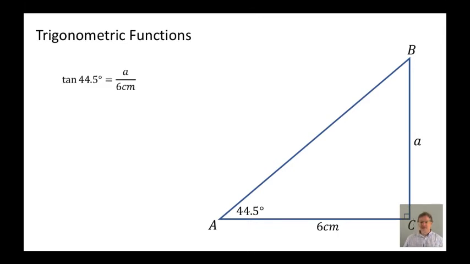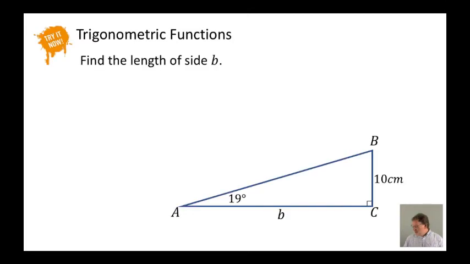We can solve that for A by multiplying both sides by 6 centimeters, and so we have A is equal to 6 centimeters times whatever the tangent of 44.5 degrees is. And what we get is 5.90 centimeters there. So you can see, as predicted, it's pretty close to 6 centimeters. So with that in mind, work on this particular problem here.